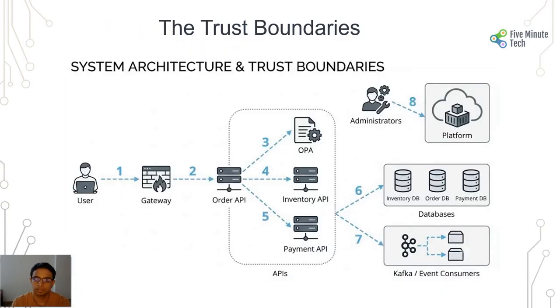Now, the trust boundaries. The user should be behind the gateway, and the gateway should be in front of our order API, which has access to OPA, the inventory API, and the payment API. And then there is an administrator for the platform, and the APIs have their own databases, that is the inventory DB, order DB, and payment DB, along with the streaming platform, that is Kafka and event consumers.